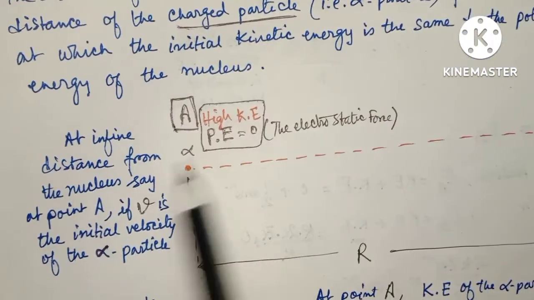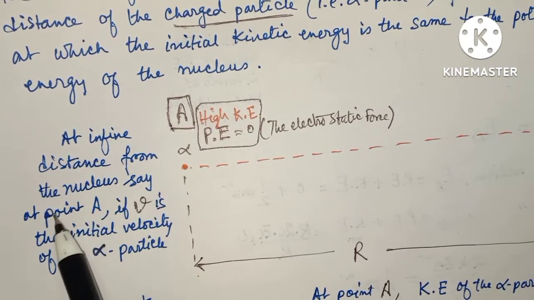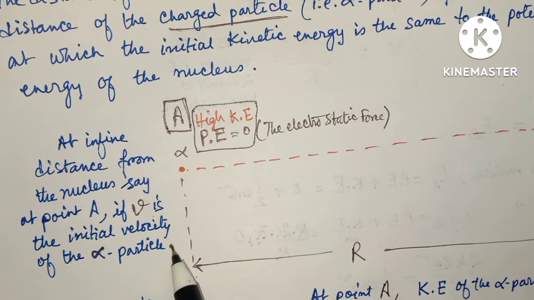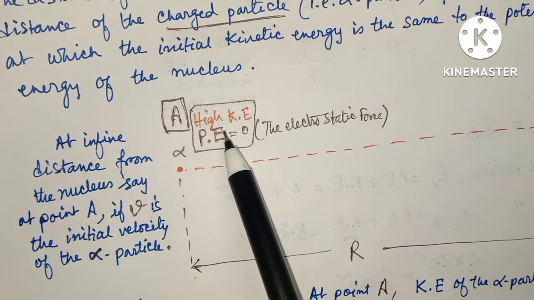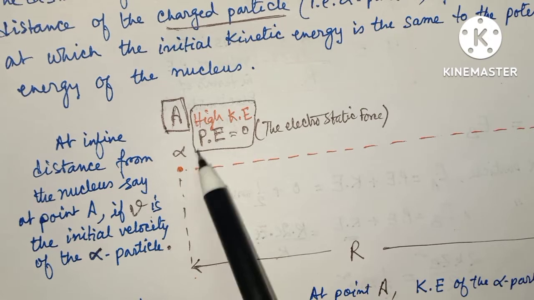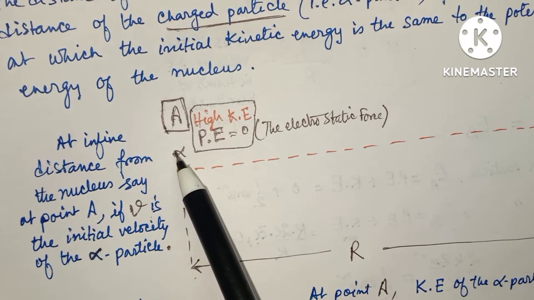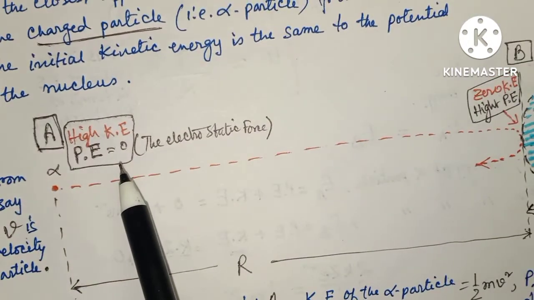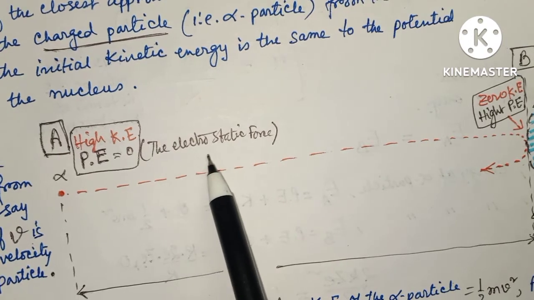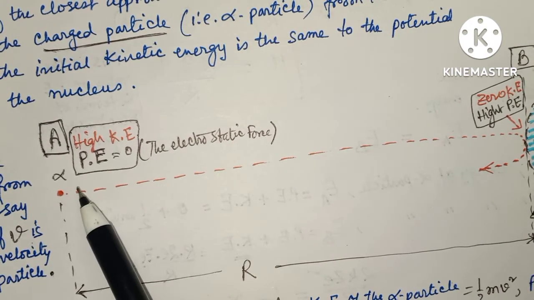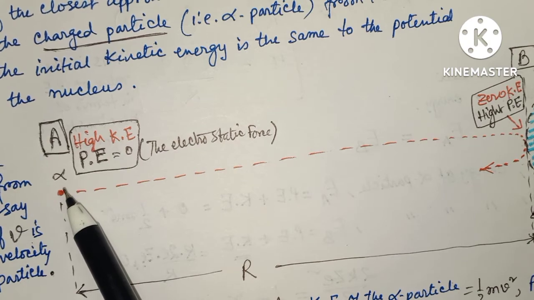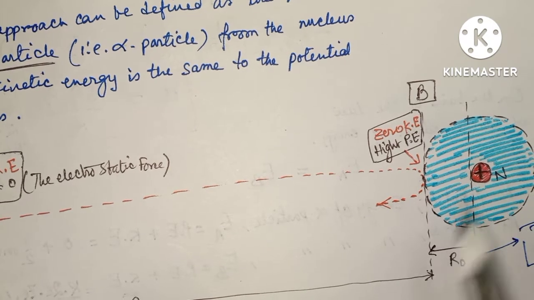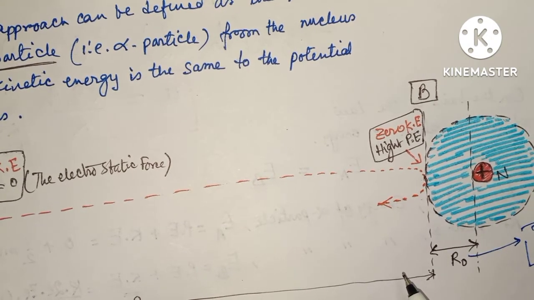If we assume point A at infinite distance from the nucleus, and v is the initial velocity of the alpha particle, then the kinetic energy expression will be half mv square. So the total energy at point A is its kinetic energy, and potential energy is nothing but the electrostatic force between two positively charged particles, that is, the alpha particle approaching towards the nucleus and the nucleus itself, another positively charged particle, right?